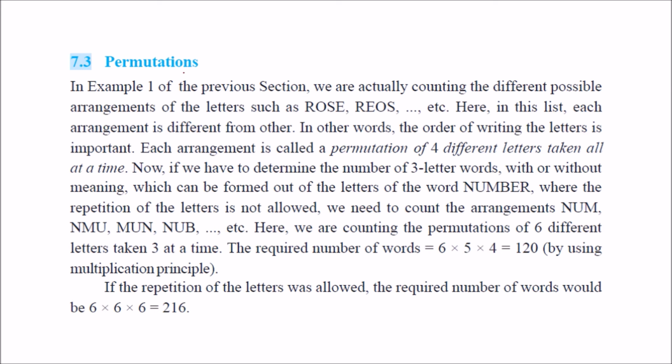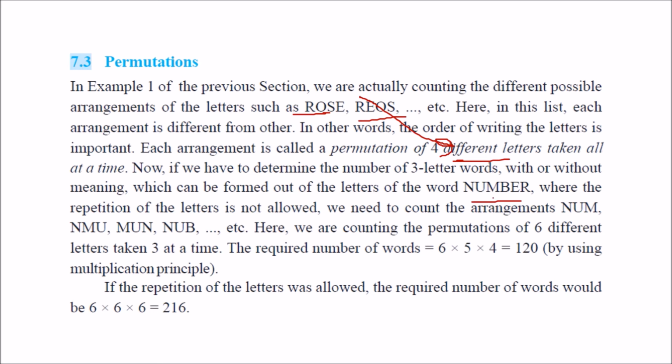Now we come to permutation. What exactly does permutation mean? Permutation is the arrangement. Like the word ROSE we have seen, ROSE is one arrangement, REOS is one arrangement. These are all arrangements. So each arrangement is actually called a permutation of these 4 different letters taken all at a time.